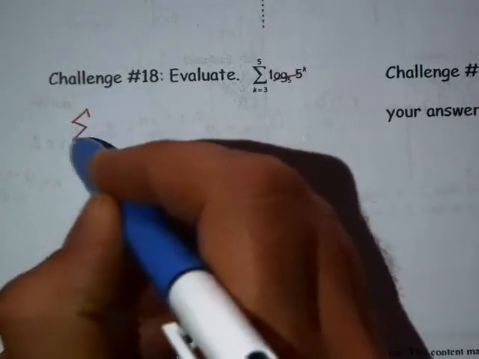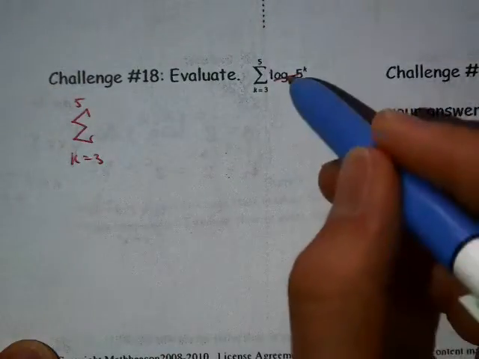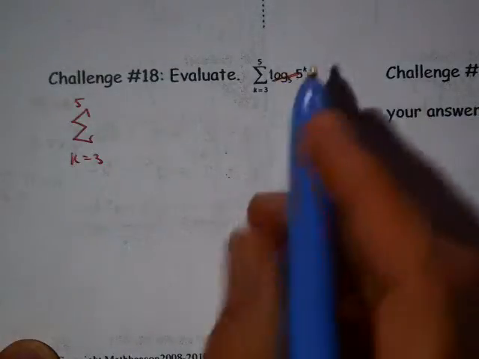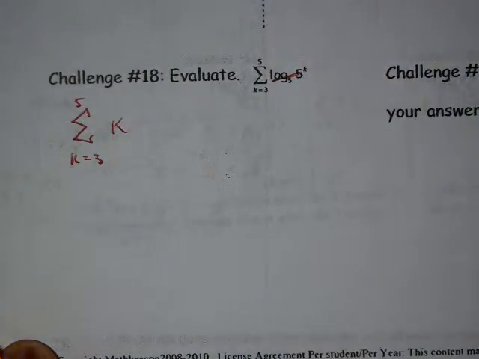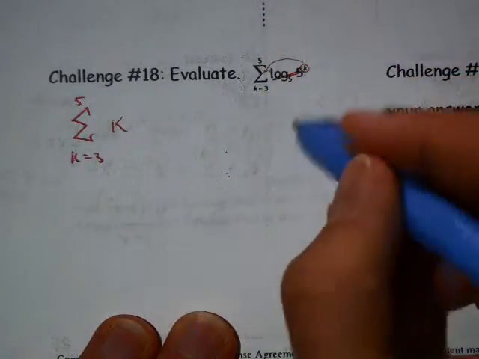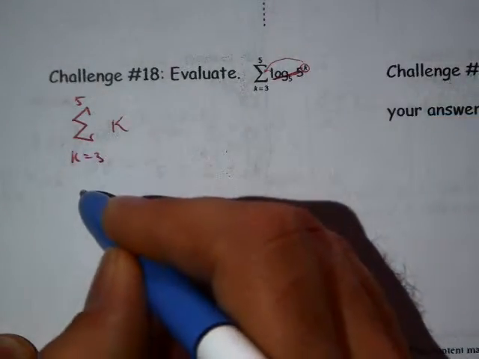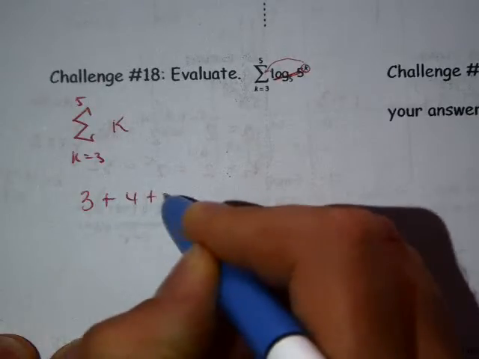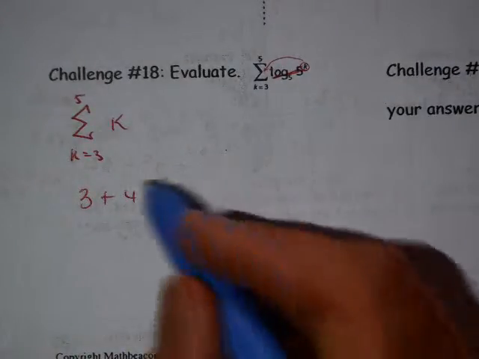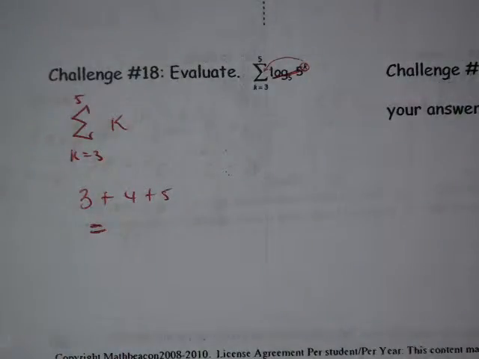K from 3 to 5. What happens when we get rid of our logs like that? We've got K from 3 all the way to 5. Once we get rid of log 5 base 5, all we have is K. What happens when you have an exponent in a log? It goes out front. So it's just gone. We just have K. So we really have 3 plus 4 plus 5. That's it. Wow. That is the easiest question of all time. Yay. Okay, let's go to 19.